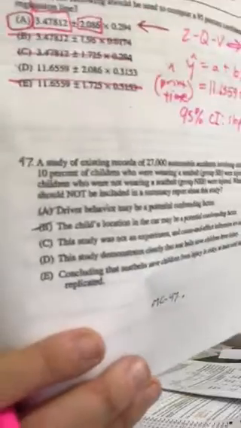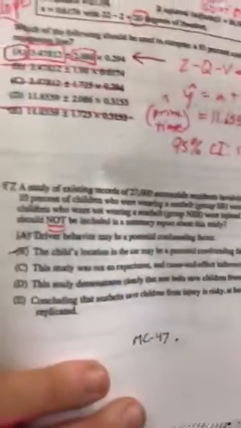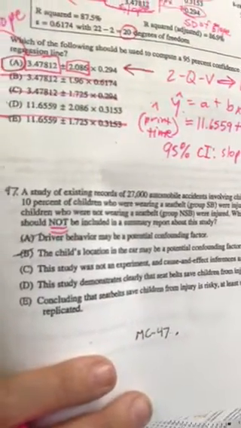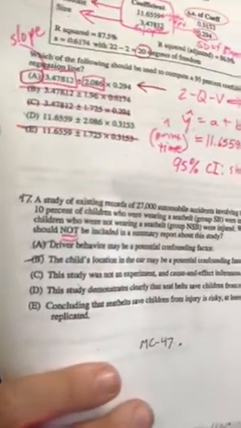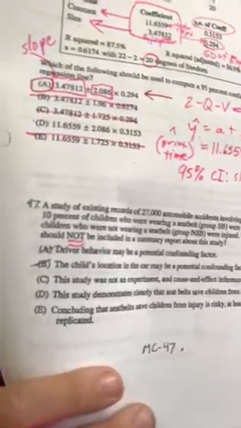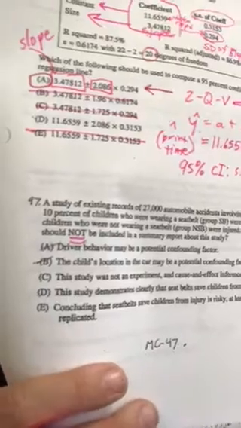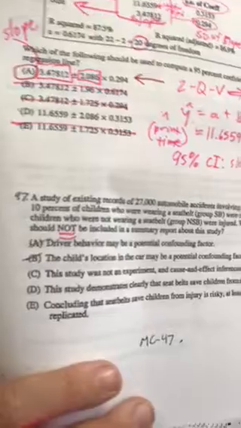Next question. Not a lot of people miss this. Let's read. It says, which of the following statements should not be included in the summary? So that means all of them would be okay to be in the summary, except one. So one is different than the others. Let's take a look. It says a study of existing records of 27,000. So immediately these are existing records, and we're supposed to be realizing at this moment this is an observational study, not an experiment. They collected data after the fact. So there was no isolation of variables.